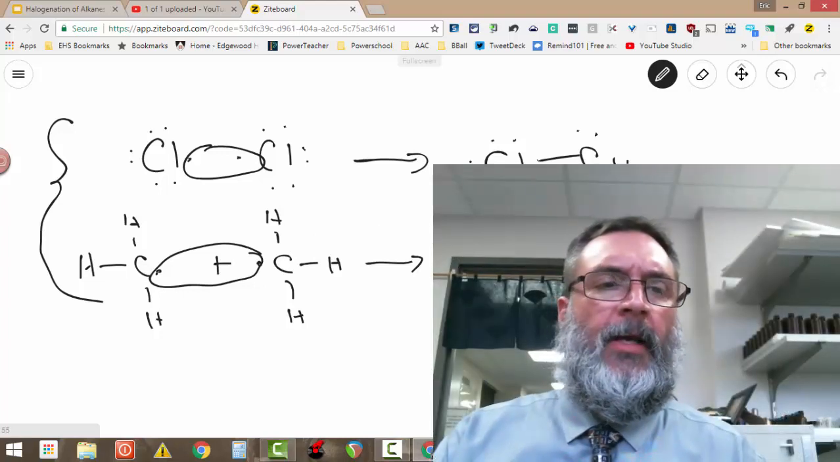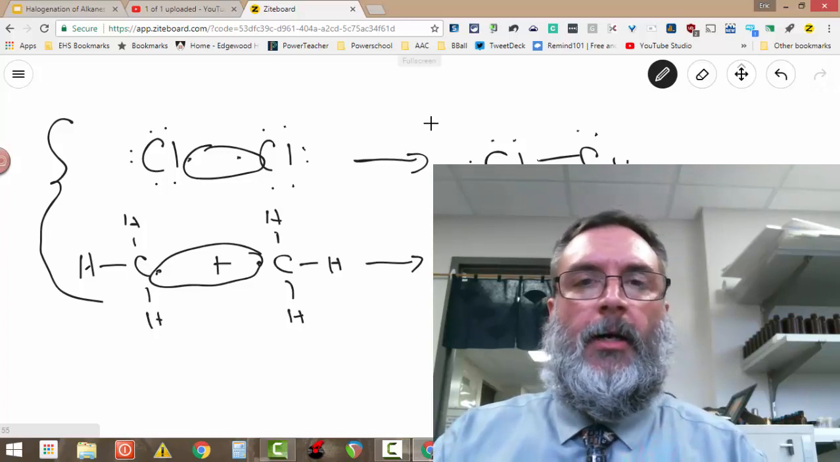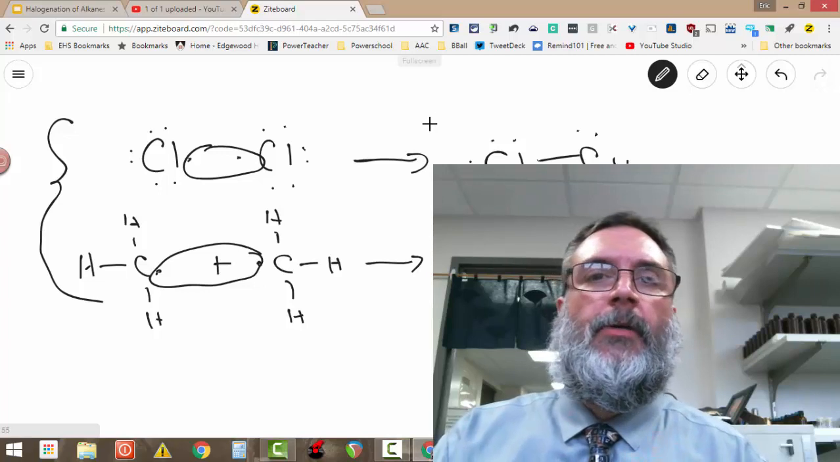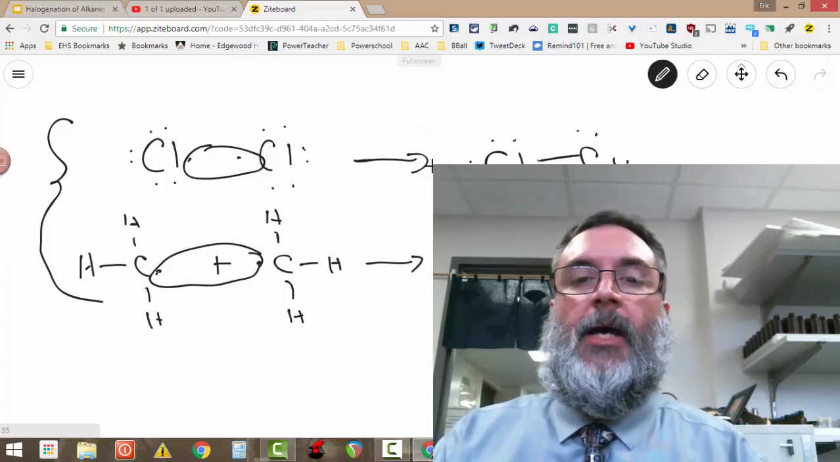So that's essentially how the mechanism for this reaction works. It's a free radical chain reaction. The propagation steps continue and continue and continue until you start running out of molecules, and then these termination steps happen, and eventually the reaction is done.